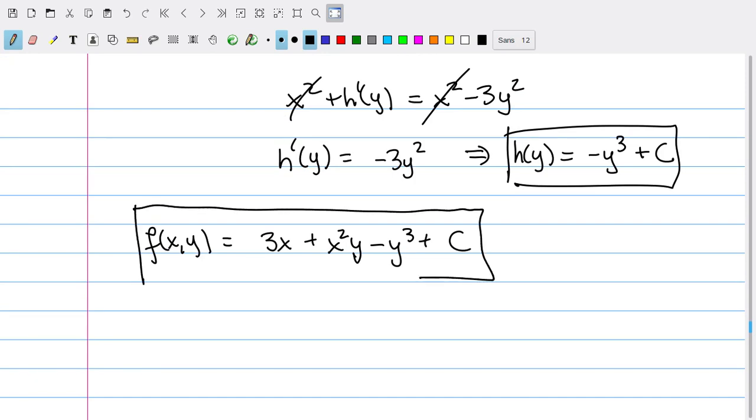And this is a function whose gradient is big F, and you can even double check that at that point.